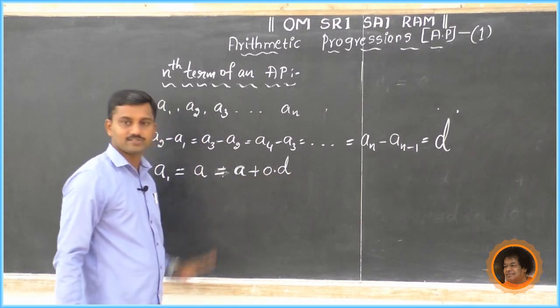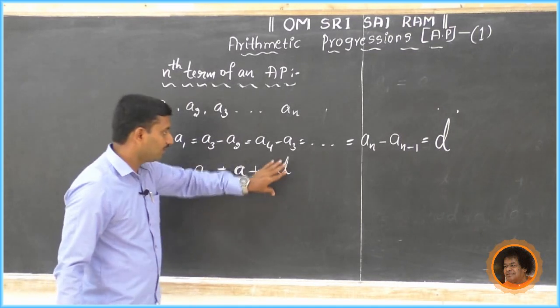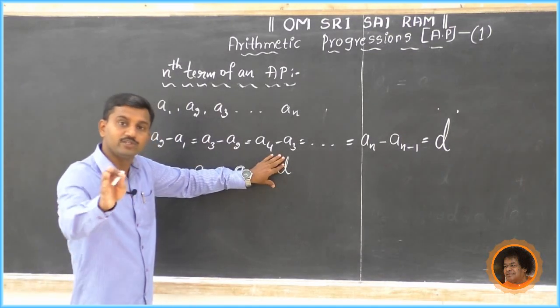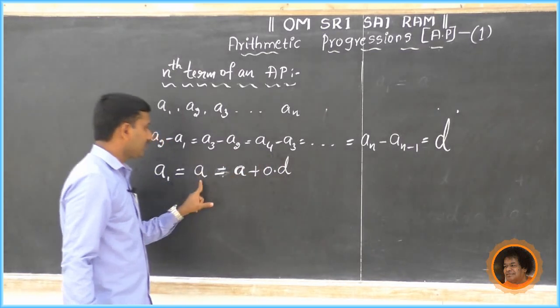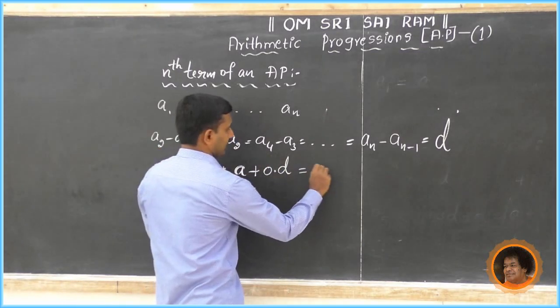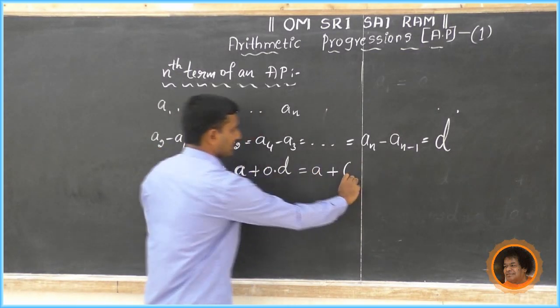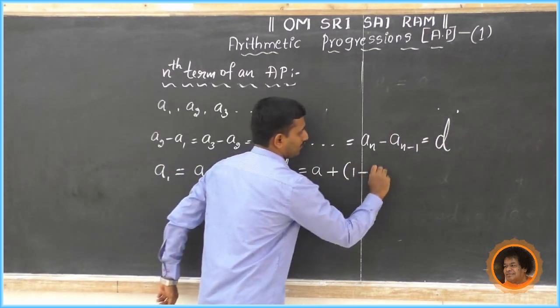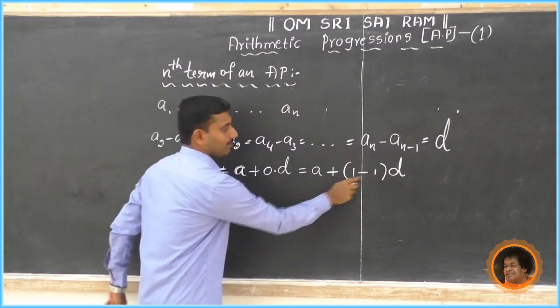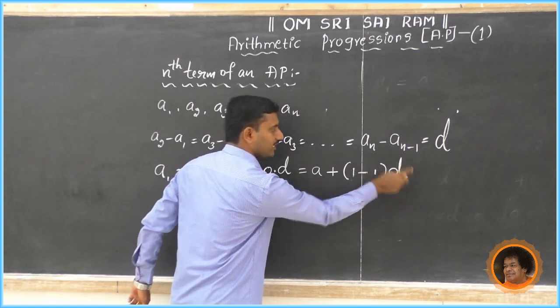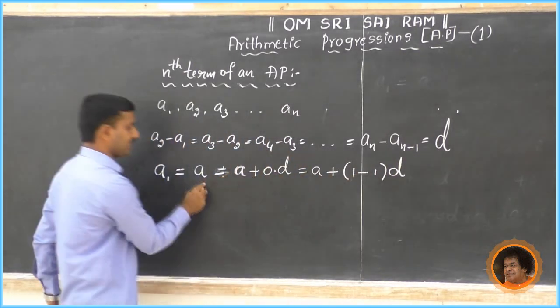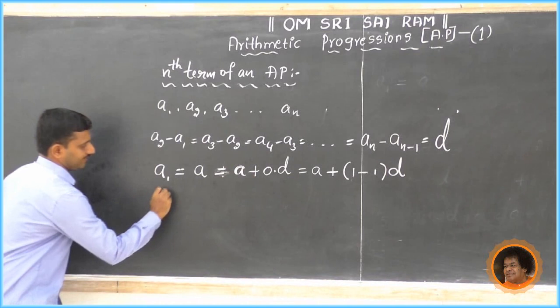So common difference is 0. So A plus 0 into D. What is the value of 0 into D? 0 into D is 0. So A plus 0, A. Or we can write it as A plus (first term means 1 minus 1) into D. 1 minus 1 is 0, 0 into D is 0. A plus 0, A.